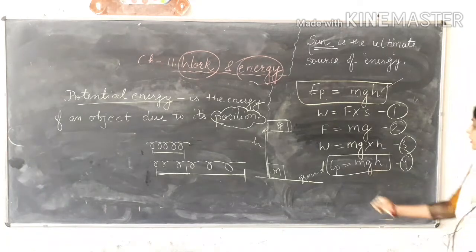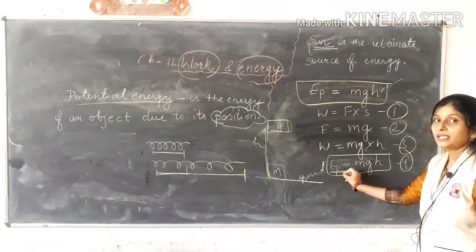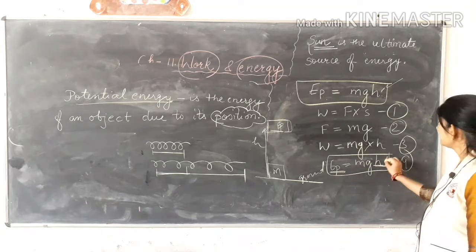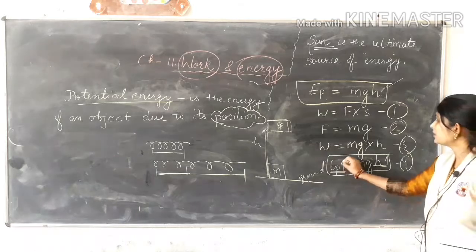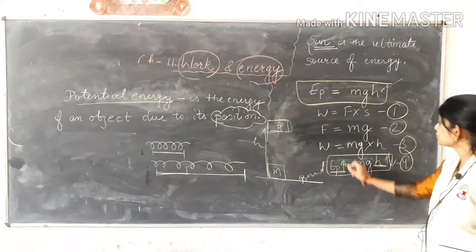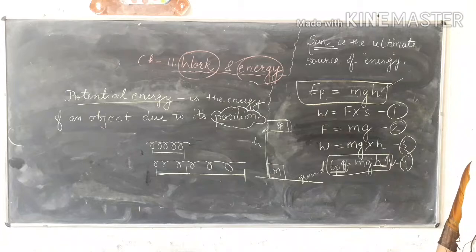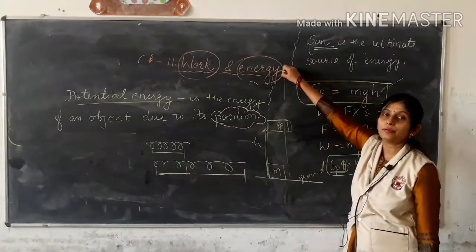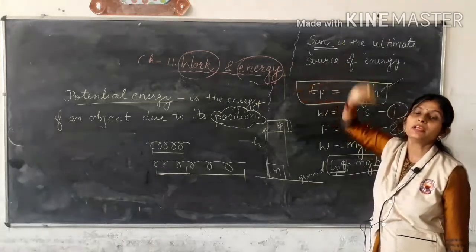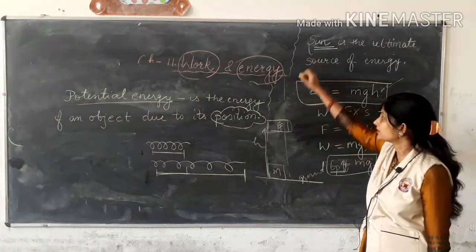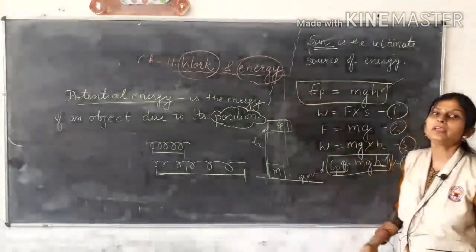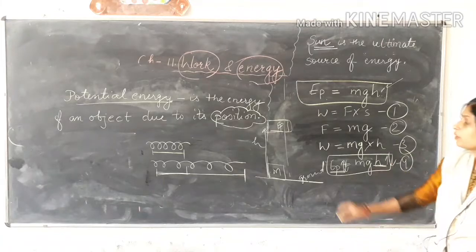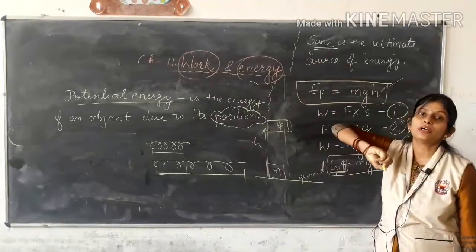Now potential energy is directly proportional to the height of the object. If height increases, potential energy increases. If it decreases, potential energy also decreases. It is clear, because as you increase the height, potential energy will be increased. As you decrease the height, potential energy will be decreased. So potential energy depends on the vertical height from the ground.